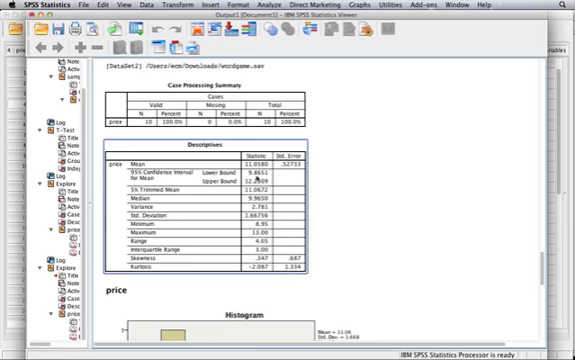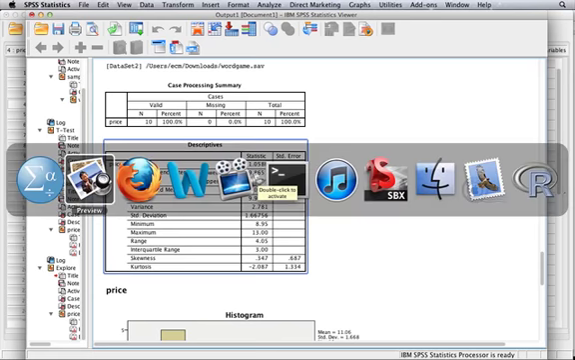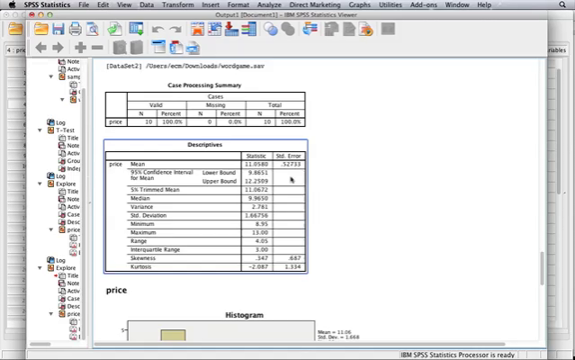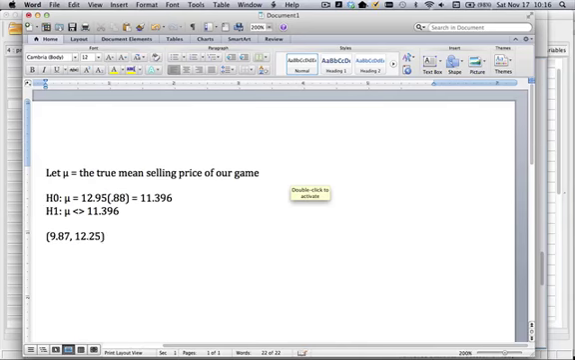So our confidence interval is 1187. Let's go write that down. So the confidence interval is 987 through the upper bound is $12.25. And we note that the reference value is in that confidence interval, so we cannot reject mu equal to $11.40-ish.